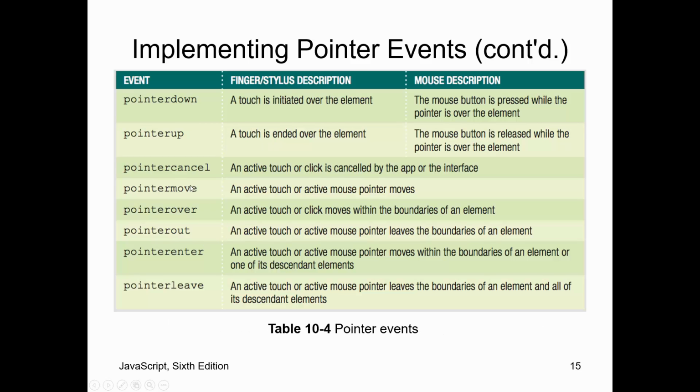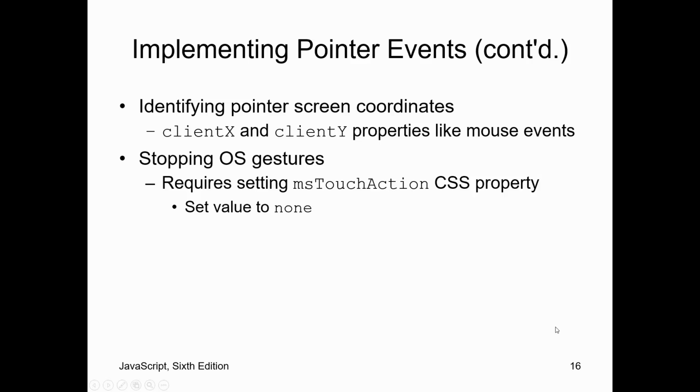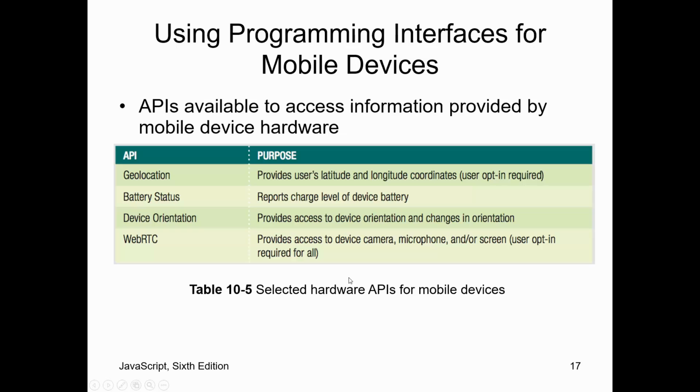Microsoft pointer events, and I guess here they are. All right. Identifying pointer screen coordinates. Client X and client Y properties are like mouse events. As it says, stopping OS gestures. Okay, setting values to none. This still looks Microsoft-ish to me. All right. So let's jump ahead.